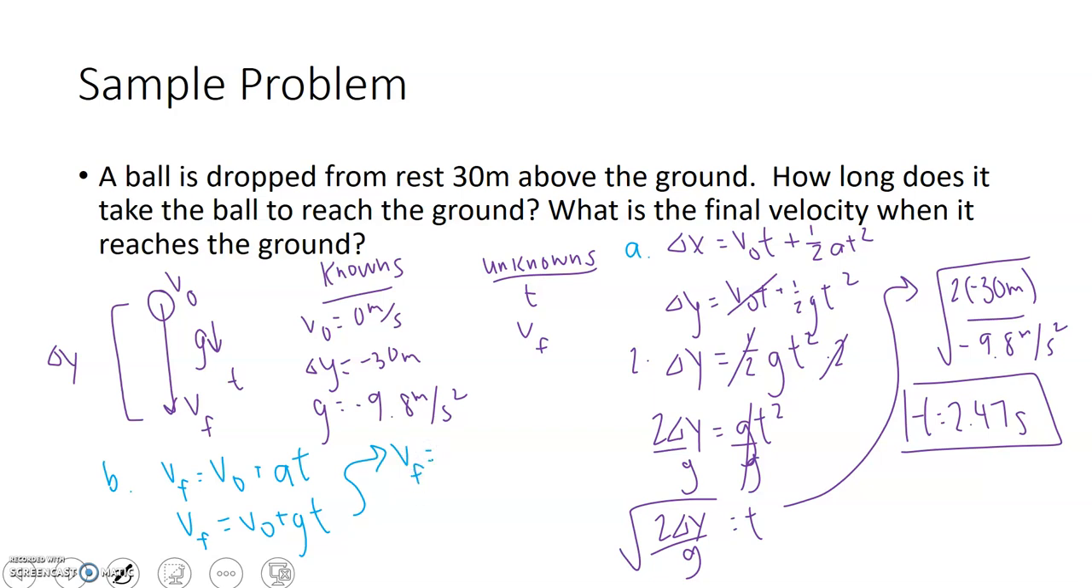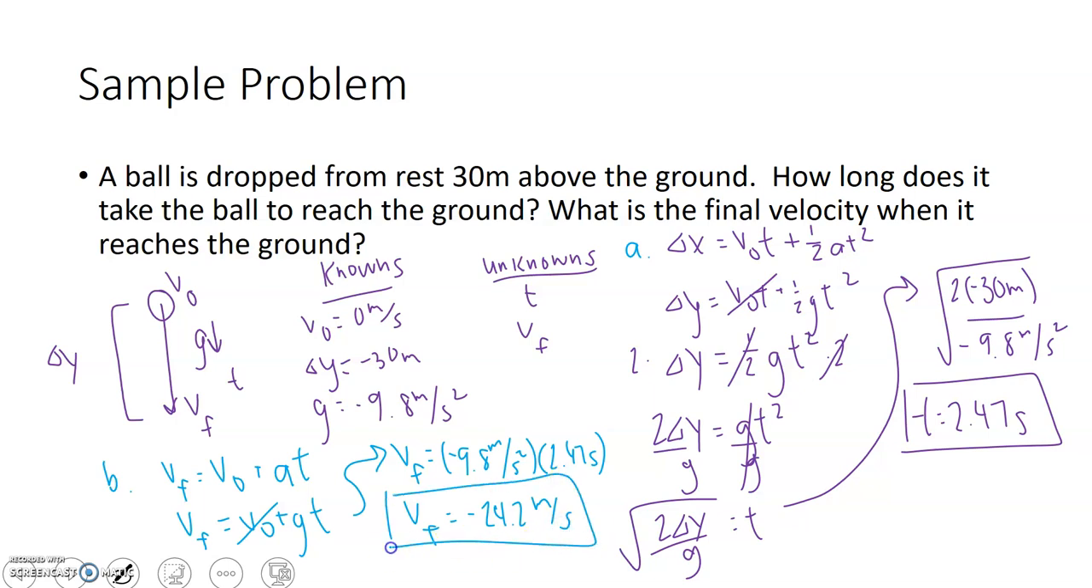Final velocity is equal to, the initial velocity is 0. So just acceleration due to gravity times time. Your final velocity comes out to be negative 24.2 meters per second. And this negative makes sense because the object is falling downward.